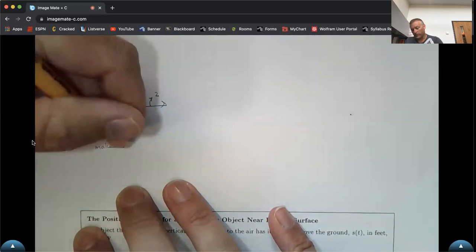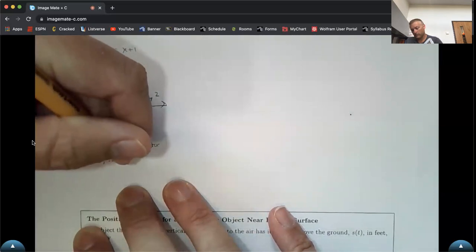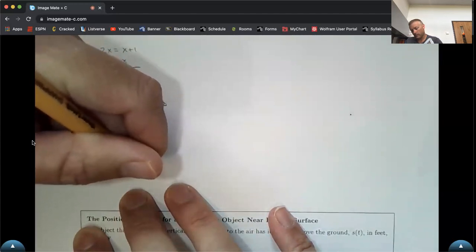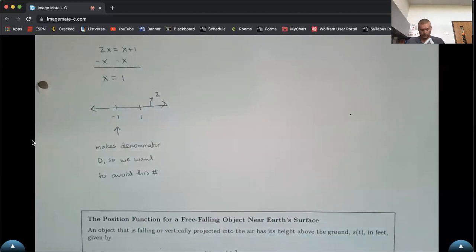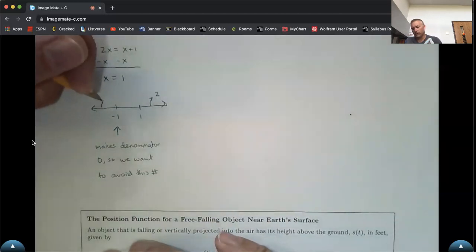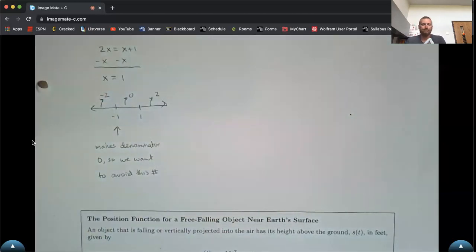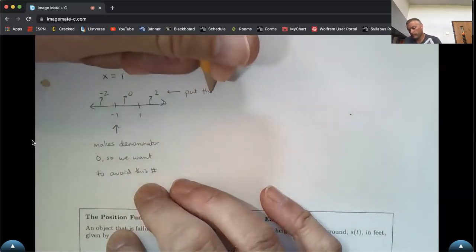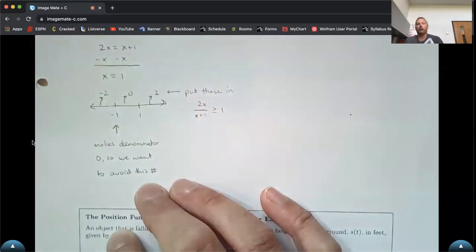because it makes the denominator 0. So I'll say we want to avoid this number. So we can pick something to the left of -1 like -2, something between -1 and 1 like 0. So let's put these numbers in the inequality 2x over x plus 1 is greater than or equal to 1.